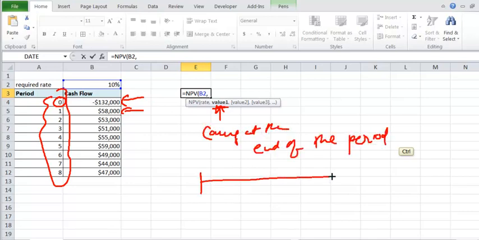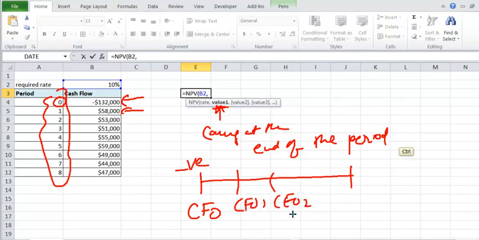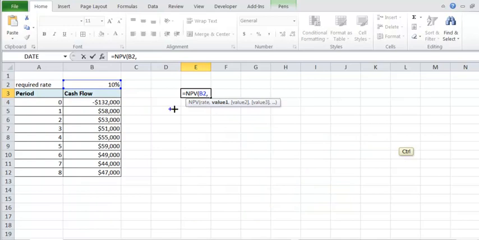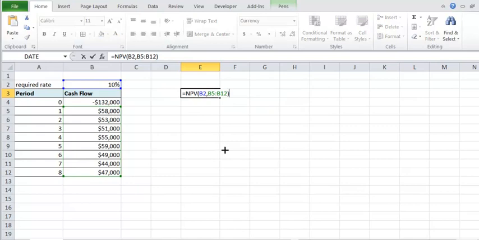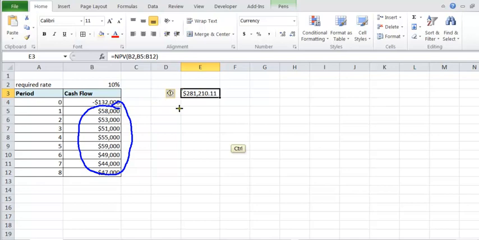So let's say your typical cash flows are like this: CF0 initial cash outflow, negative, and then CF1, CF2, etc. Since NPV assumes that the first cash flow is at the end of the period, do not put the CF0 cash flow in the NPV formula. If you put it, it will be wrong. So the first cash flow that you will have is the period 1 cash flow. So you start with the period 1 cash flow, and we'll put the values over here. This is the NPV of all these cash flows, but this is not the correct NPV that we want.